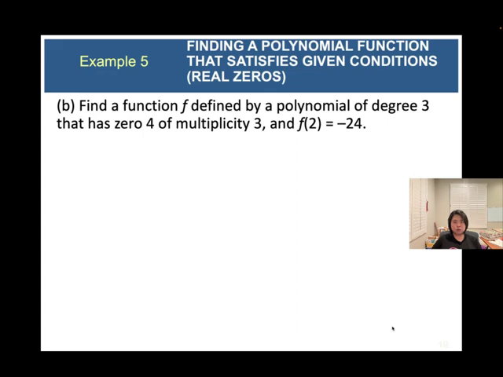Okay, try one more. Find a function f defined by a polynomial of degree 3 that has zero 4 of multiplicity 3. Okay, zero 4, that will be the repeated root. I have 3 of them. Okay, and f of 2 equals negative 24. So we're going to let a be the leading coefficient, and zero 4 means x minus 4. And then we're going to multiply it 3 times.